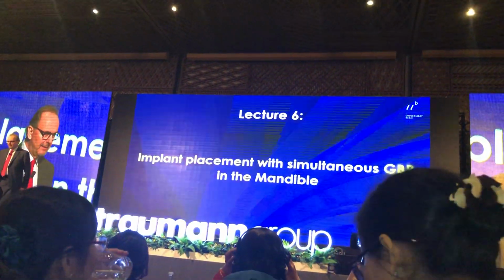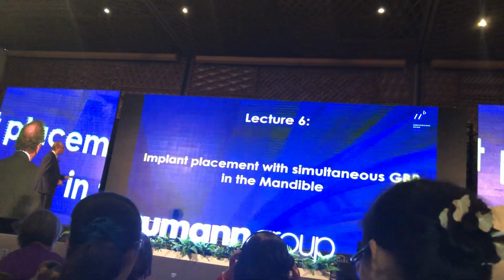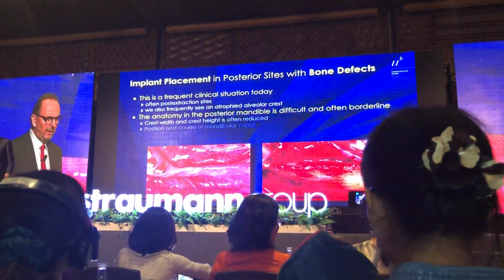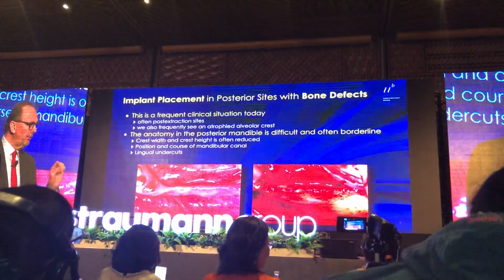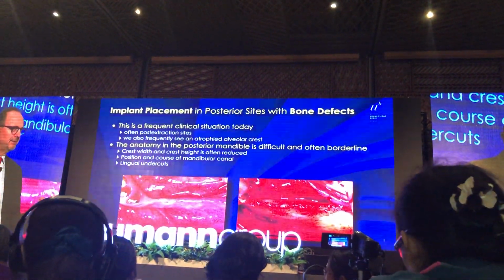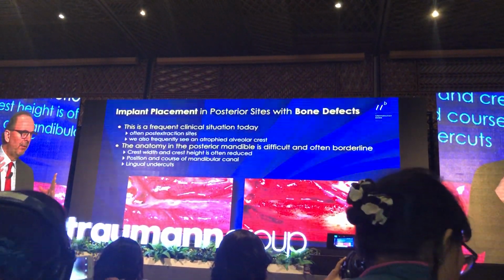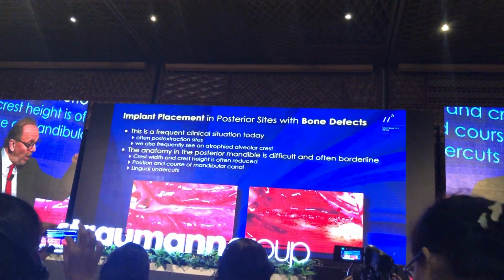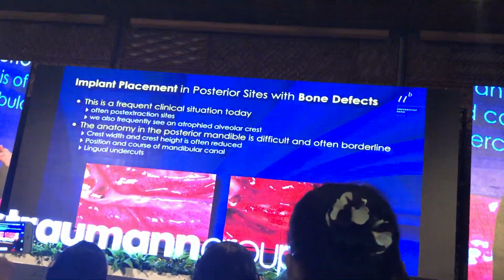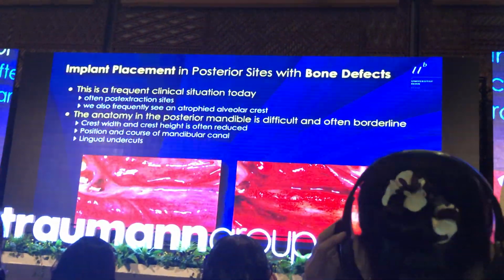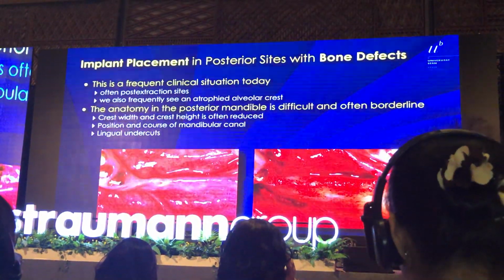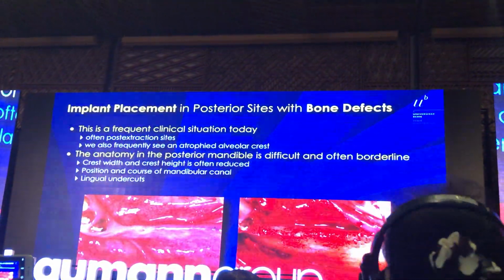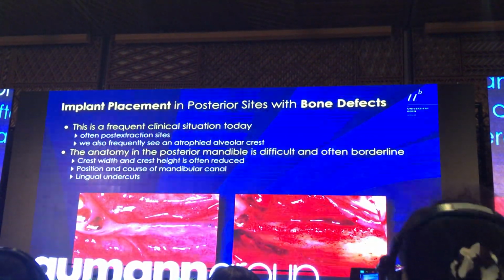So the topic is implant placement with simultaneous GBR in the mandible. As I have shown you yesterday, implants in the posterior mandible are about 40% of our situations. And with the reduction of the crest, we can often bypass the GBR procedure. Using small diameter implants also helps us, but not in every case are we successful.